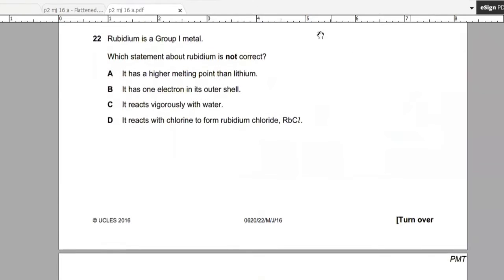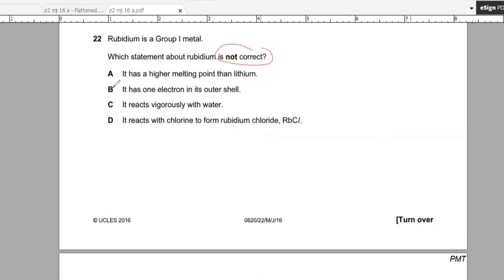Okay, 22. Rubidium is a group 1 metal. Just now I did the periodic table. So which statement is correct? Which statement about rubidium is not correct? Actually, we have to find the incorrect statement.